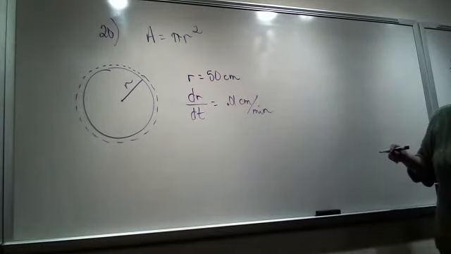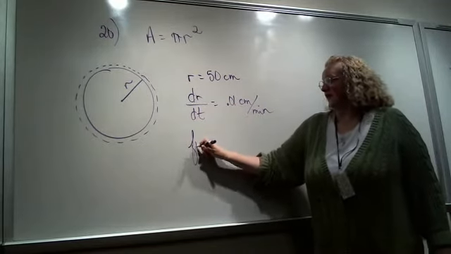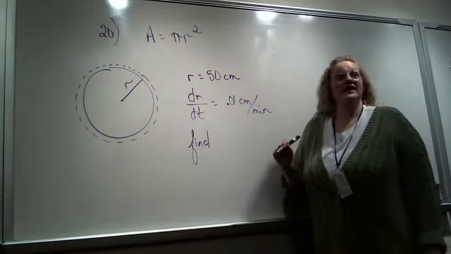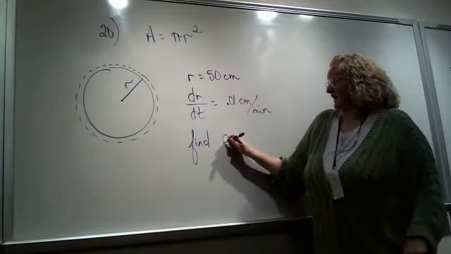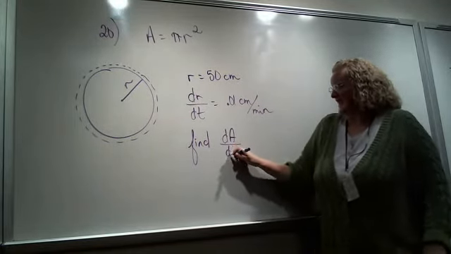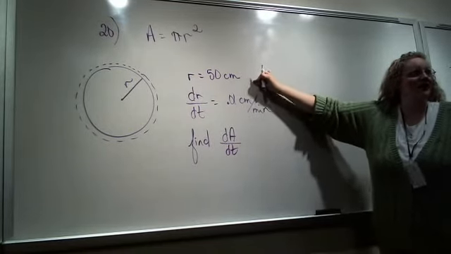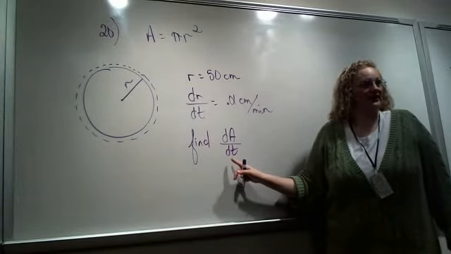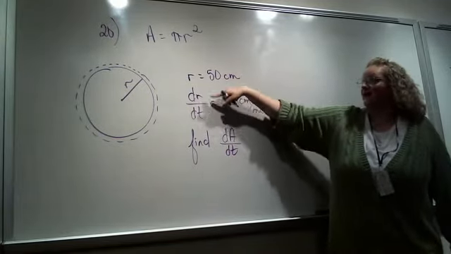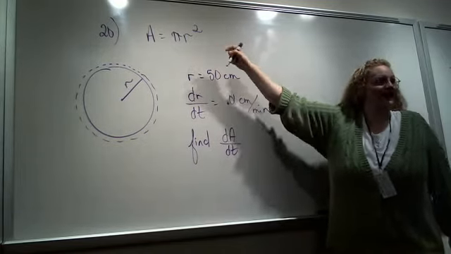Okay? And what do they want us to find? They want us to find not the area, but the rate at which the area changes. So find dA/dt at these specific conditions. In order to find dA/dt, I have to have an equation that's going to relate it to these two quantities. That's where that comes into play.